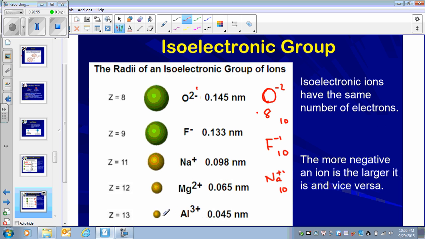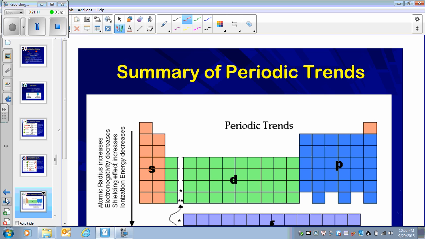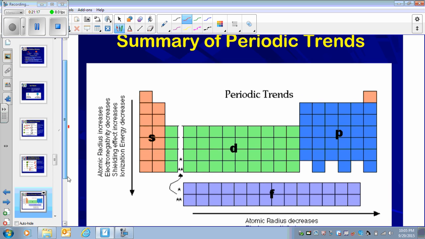So aluminum is the smallest one because it has lost the maximum number of electrons. The more electrons any element loses, the smaller the size it's going to get. The more electrons any atom gains to become an ion, the larger the size it's going to get. So this is the summary of the whole thing, but we have only talked about atomic radius so far. So we will come back to it later on.